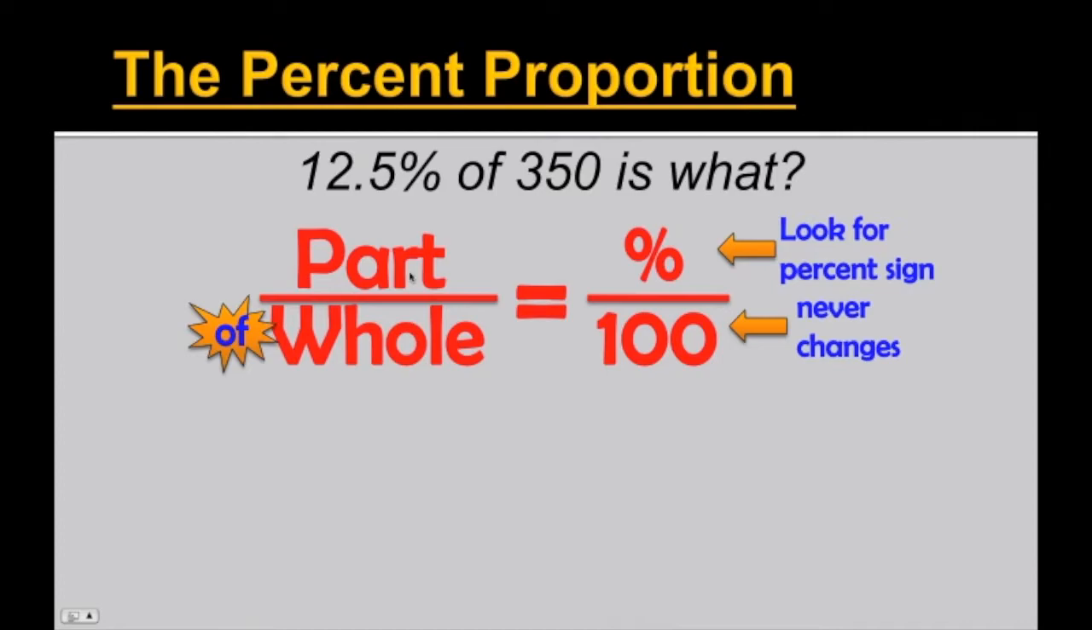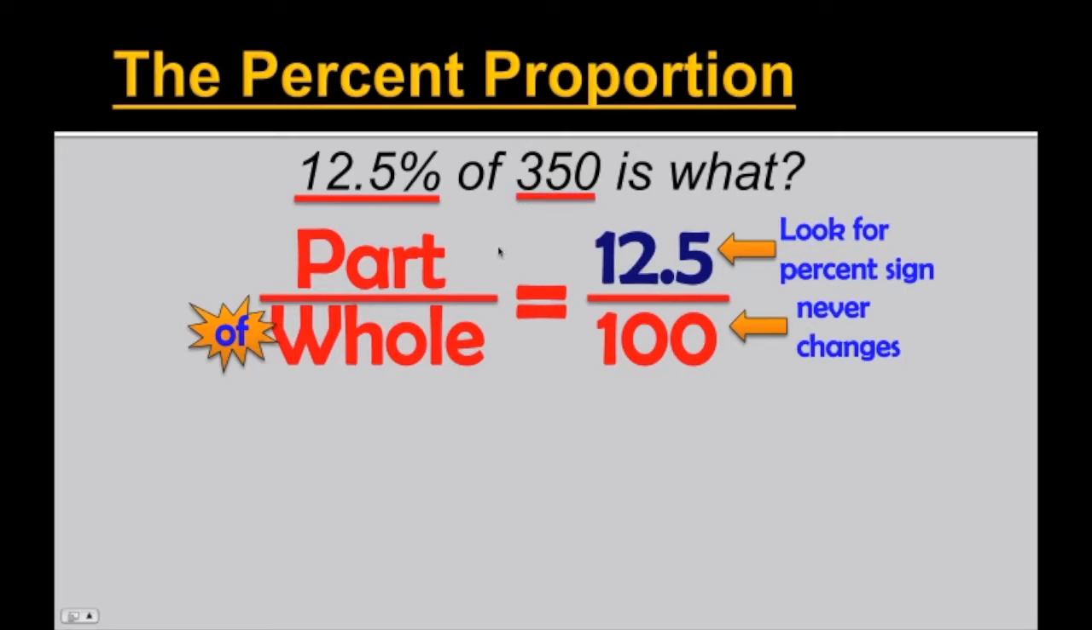How about this one? First of all, let's take a look at what we have in the question. We have 12.5%. So where do you think that's going to go? Well, it's our percent. So where does the percent go in the proportion? That goes right up here in the percent part. So we'll put 12.5 there. Then we said 12.5% of 350.